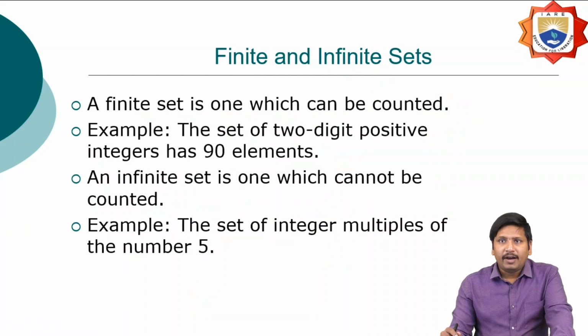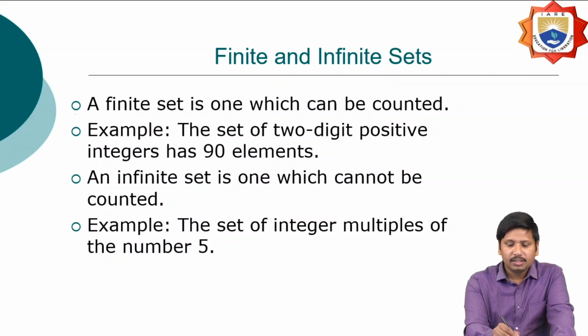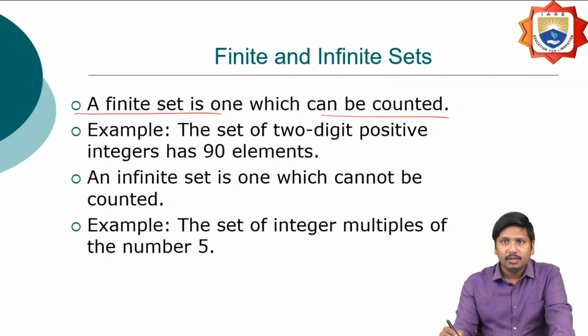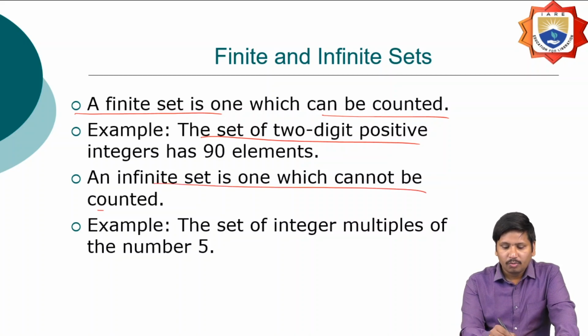And the next one is finite set and infinite set. So what is a finite set? A finite set is a set which can be counted. For example, the set of 2-digit positive integers has 90 elements. An infinite set is one which cannot be counted. For example, the set of integer multiples of the number 5.